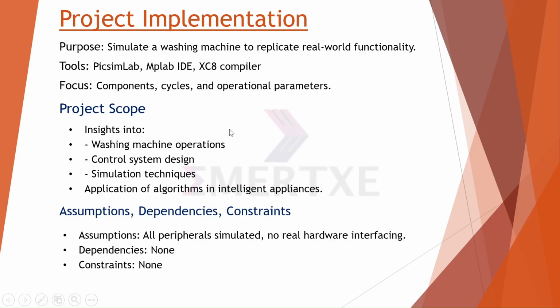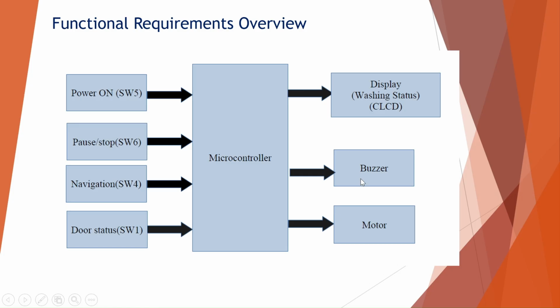Project scope: insights into washing machine operations, control system design, simulation techniques, application of algorithms in intelligent applications. Assumptions are all peripherals are simulated and no real hardware interfacing is done. Now, functional requirement overview. We have a microcontroller. To power on our microcontroller and our washing machine, we use switch 5. Then to pause and stop our operation in the washing program and the running screen, we use switch 6.